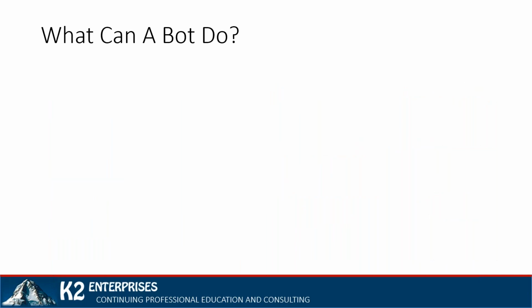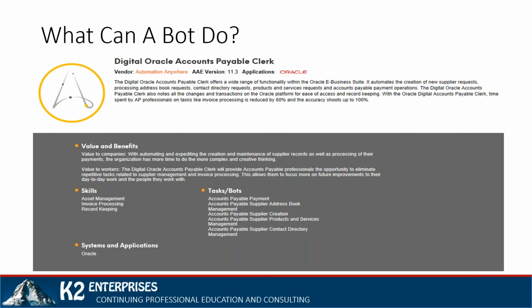So what can bots do? Well, let me show you an example here. This is one that's actually in an app store or a bot store put out by Automation Anywhere. They created a digital Oracle accounts payable clerk that will do AP payment, AP supplier address book management, AP supplier creation. It'll also manage supplier products and services and manage the contact directory. And so the idea is that it will handle many of those changes, and you can pay so much a month for this bot and then have it do things for you.